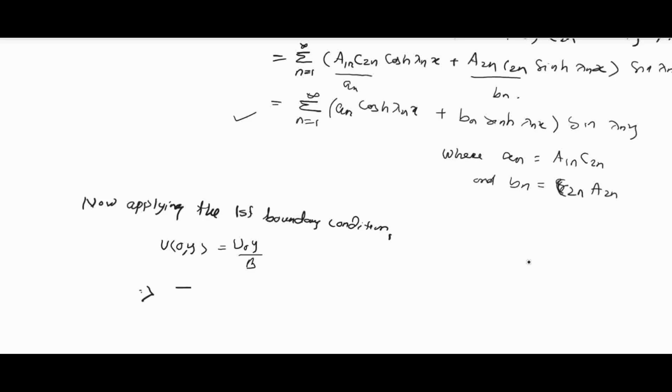That implies summation of n equal to 1 to infinity. Now see here, when x is equal to 0, cosh 0 is 1, sinh 0 is 0. So we will get A_n sin(λ_n y) is equal to u0 y by b. For this one we got, okay, so this is one equation.